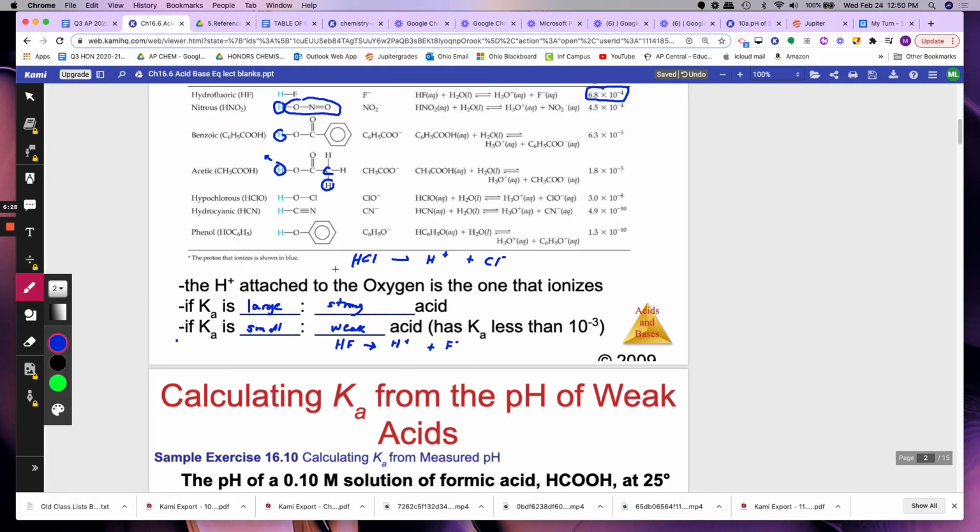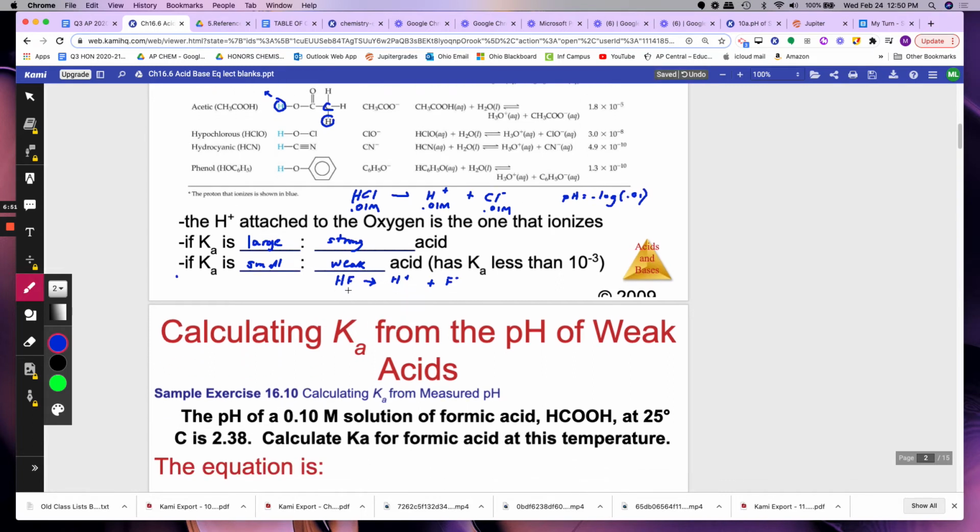The reason is this. If I tell you that you have a 0.01 molar of hydrochloric acid, you know you're going to have 0.01 molar H plus and 0.01 molar Cl minus. So to get the pH, you just go pH equals negative log of the H plus, which is 0.01, and you have your answer.